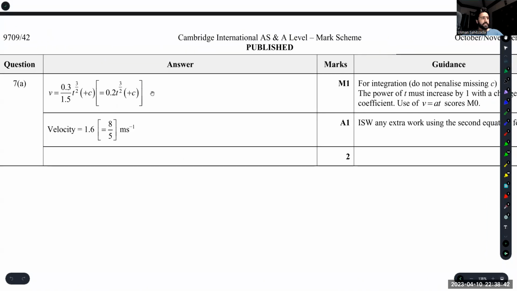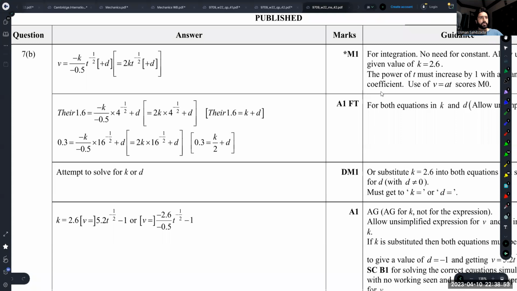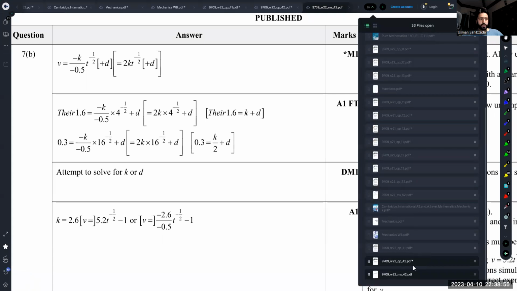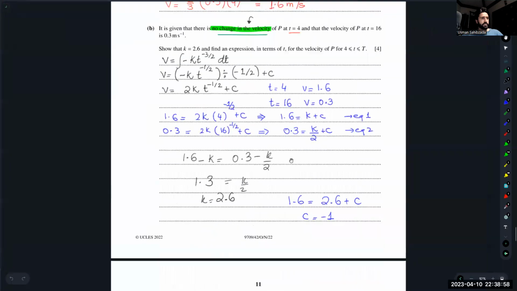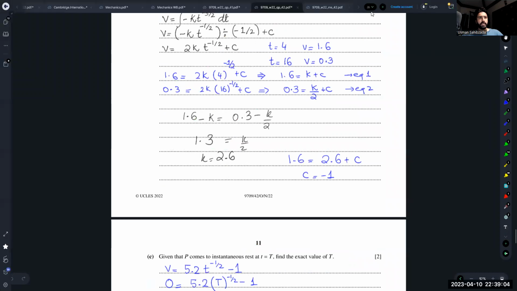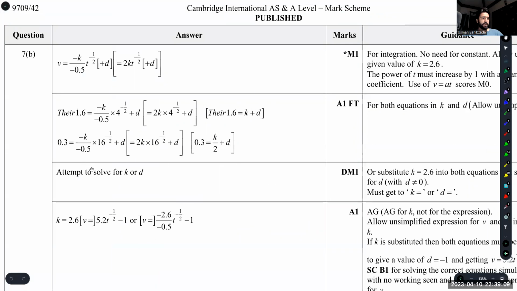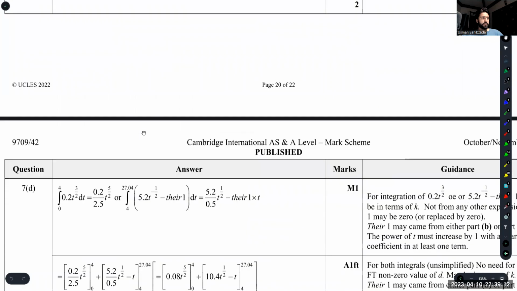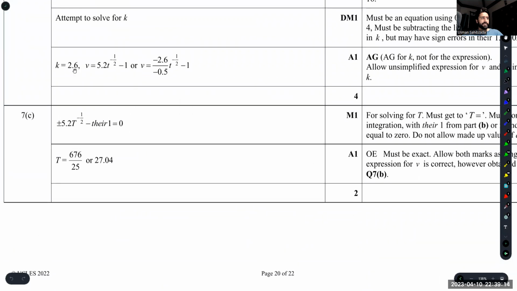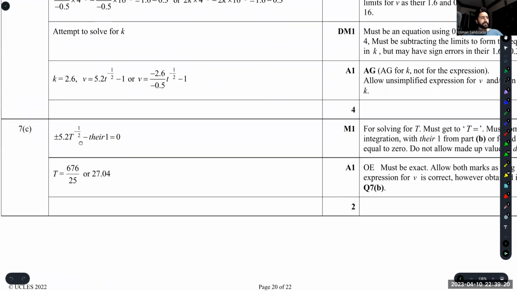पहले पार्ट में इंटीग्रेशन थी और c निकाला, हमारा 0 आया था और फिर हमने प्लग इन किया था, वेलोसिटी आई थी. Let's open our solution and compare it. हमने वेलोसिटी 1.6 निकाली थी, हमने भी निकाली थी. सेकंड में हमने k 2.6 निकाला. Let's see what they found. And they found इधर है उनकी k की वैल्यू 2.6 as well. Then हमने अगले पार्ट के लिए c भी निकाला था.